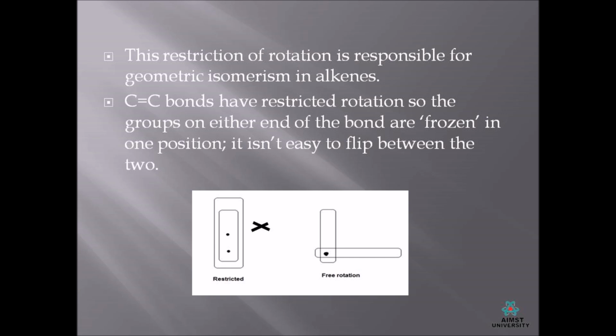C double bond C bonds have restricted rotation, so the groups on either end of the bond are frozen in one position, and it is not easy to flit in between the two. Here we have given a structure which is showing the free rotation on the right hand side and a restricted rotation on the left hand side. On the right hand side, if there is a single bond, there is a free rotation. On the left hand side, as there are two bonds, the rotation is restricted.